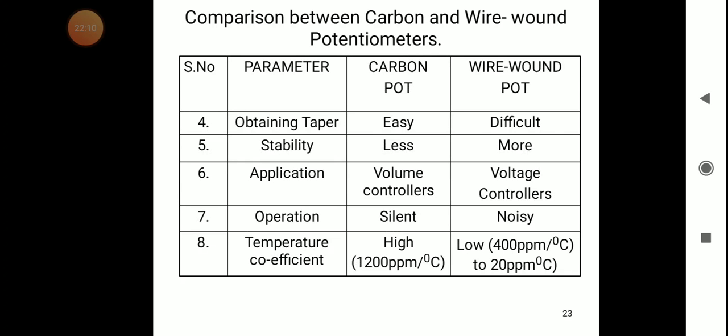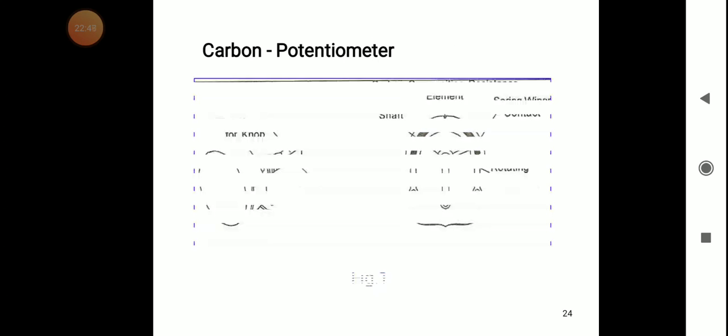The taper is easy in the carbon part and difficult in the wire wound part. Already we discussed, stability is less in the carbon part, more in the wire wound part. The applications: volume controllers in the carbon part, voltage controllers in the wire wound part. The operation is silent for the carbon part, while the wire wound is noisy; some type of noise will occur in the wire wound part. The temperature coefficient is very high in the carbon part. Coming to the wire wound part, it is low.